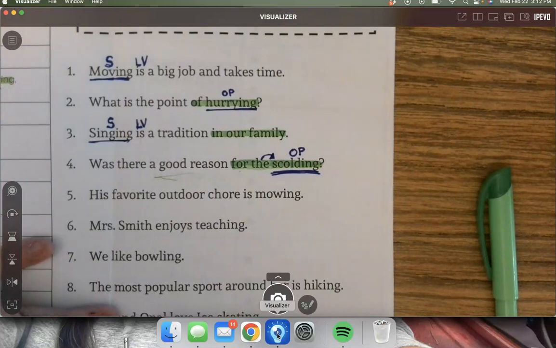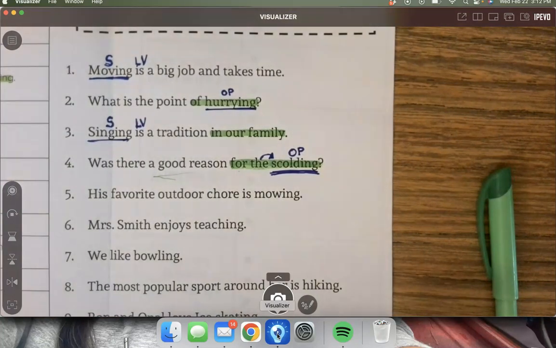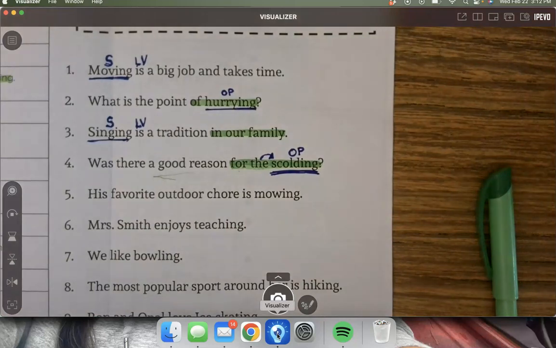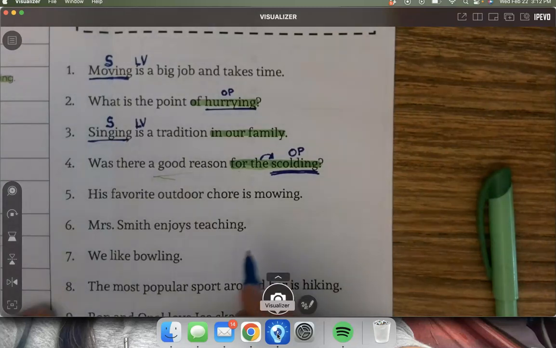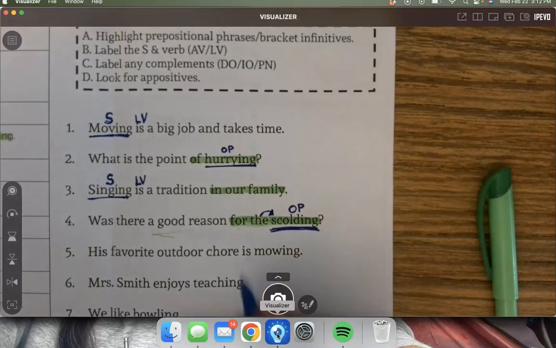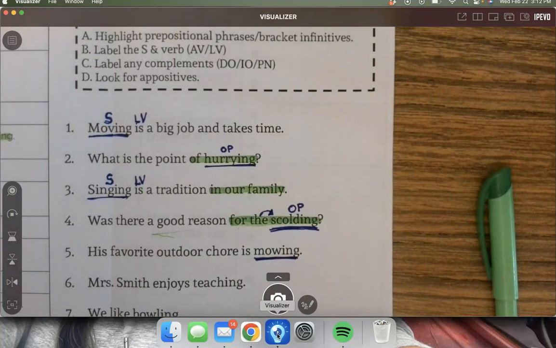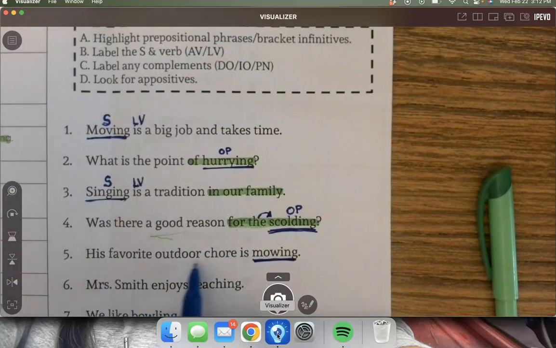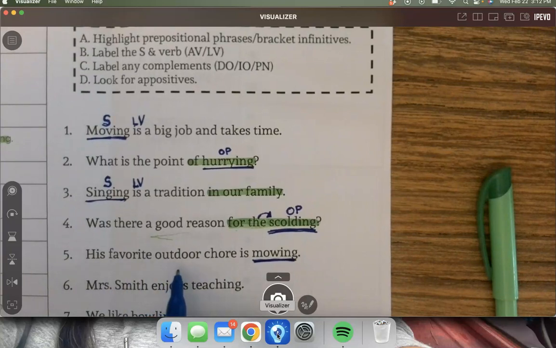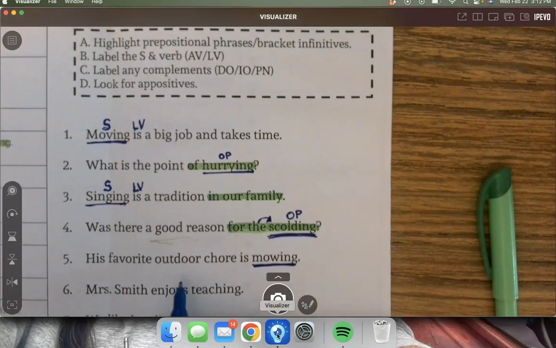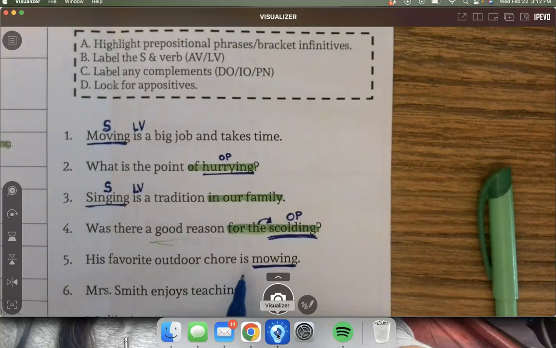All right, and then the last one I'm going to do with you, and then you're going to do the last ones on your own, and then go do the exit ticket. It says, his favorite outdoor chore is mowing. So I'm going to look for my gerund. First of all, it's mowing. Mow is an action with an ing at the end. I don't see any prepositions in here. So now I'm going to go look for a noun that acts like my subject. Don't think it's mowing this time.